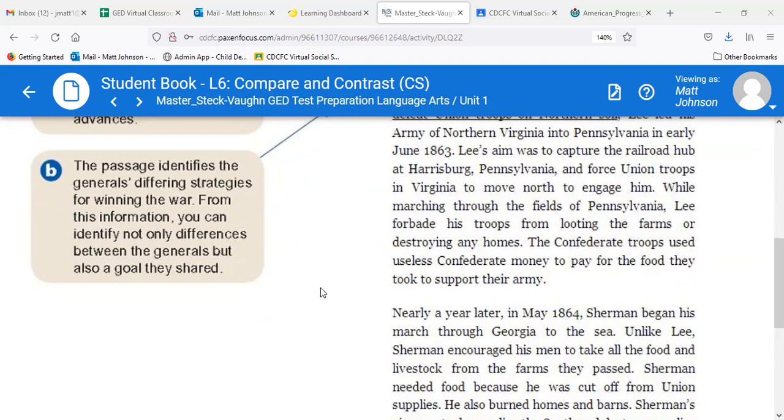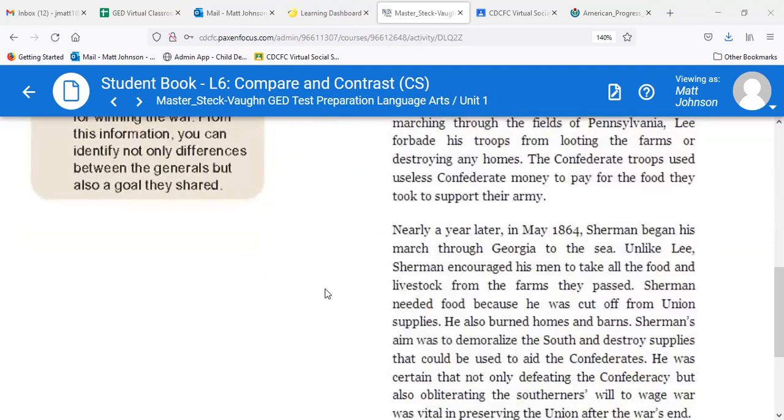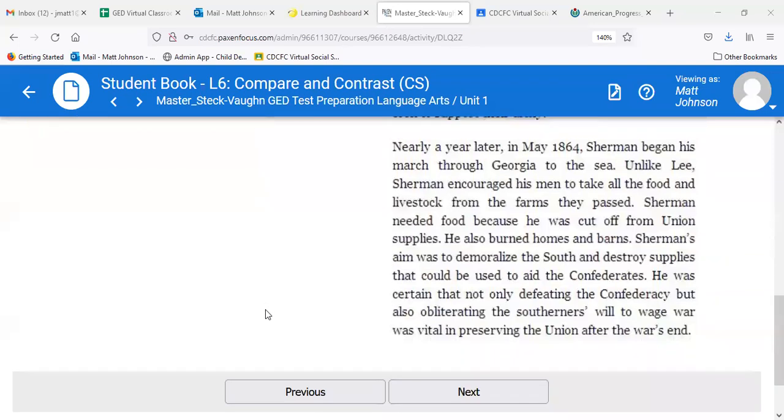Anyhow, nearly a year later, in May 1864, Sherman began his march through Georgia to the sea. Unlike Lee, Sherman encouraged his men to take all the food and livestock from the farms they passed. Sherman needed food because he was cut off from Union supplies. He also burned homes and barns. Sherman's aim was to demoralize the South and destroy supplies that could be used to aid the Confederates. He was certain that not only defeating the Confederacy, but also obliterating the Southern will to wage war was vital in preserving the Union after the war's end.